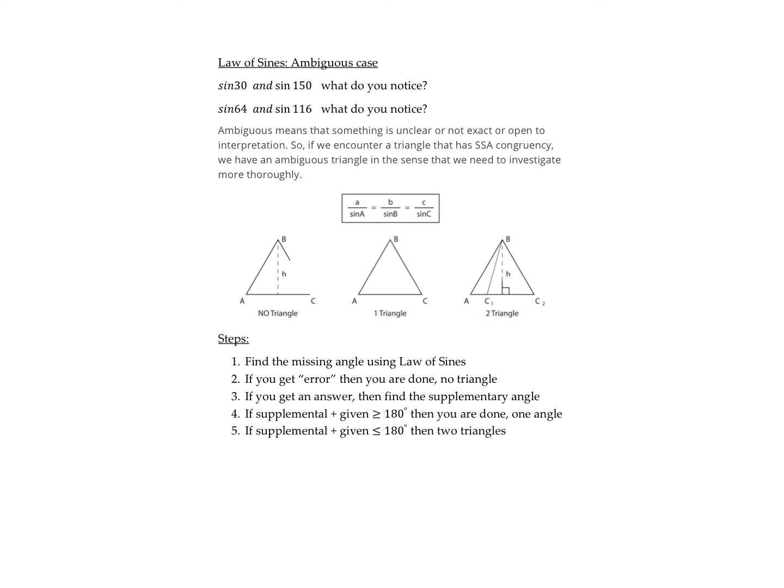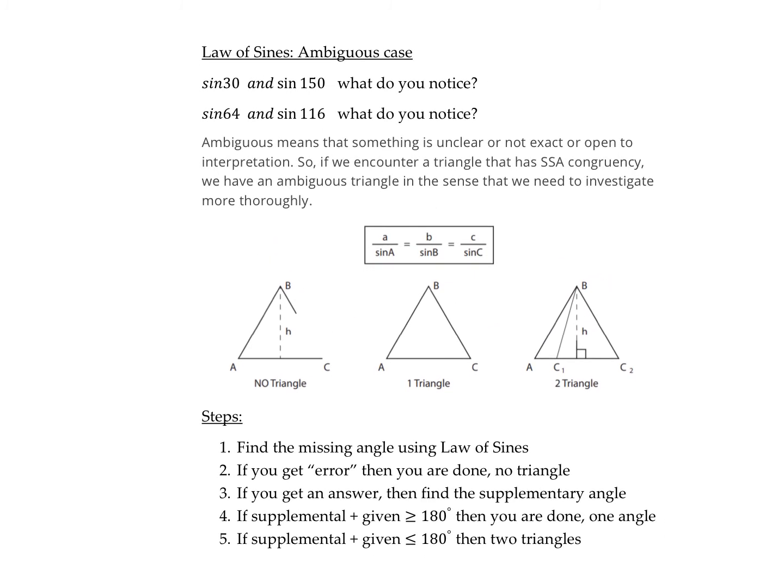Okay, the last thing we want to look at is the law of sines, the ambiguous case. So what does that mean? Well, ambiguous means that something is unclear or not exact. It means it's not exactly one answer or one interpretation. So for example, if I typed in sine 30 on my calculator, I get a value of 0.5. If I typed in sine 150 on my calculator, I also get a value of 0.5. So the ratio of sine 30 and sine 150 are the same.